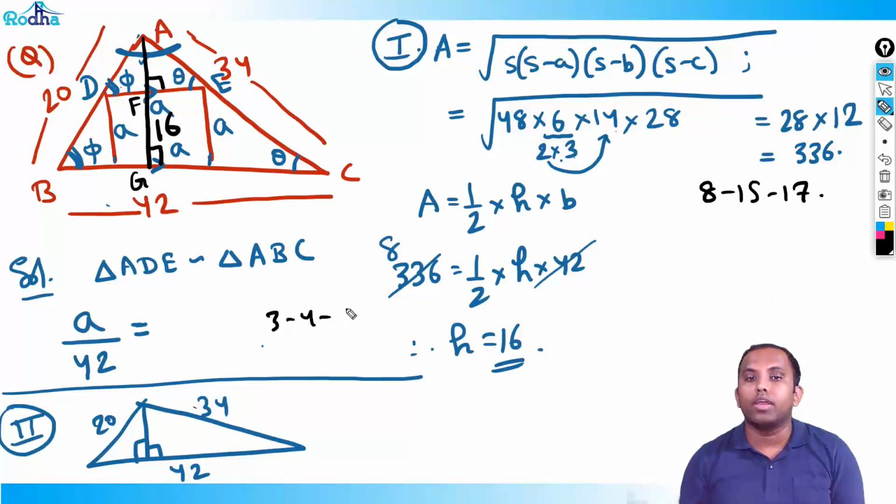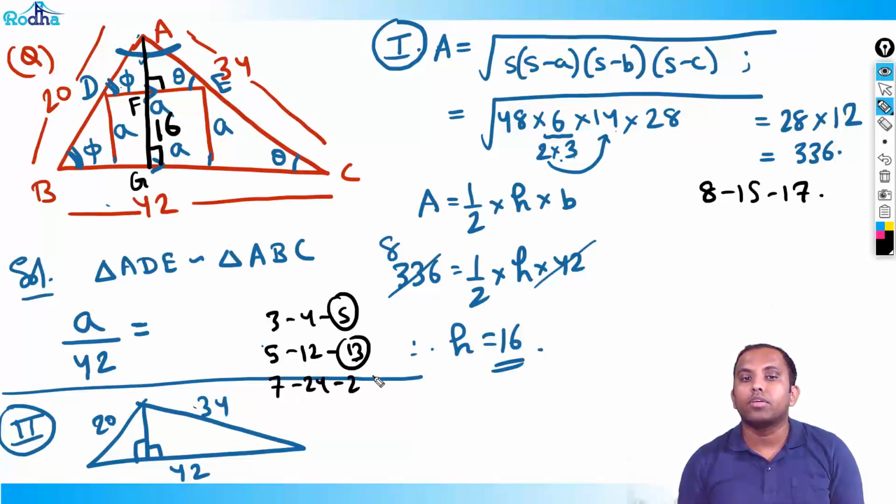Look at all the hypotenuses here. 3, 4, 5: 5 is the hypotenuse, and 34 is not a multiple of 5. 5, 12, 13: 13 is the hypotenuse, and 34 is not a multiple of 13. Similarly, 7, 24, 25: 25 is the hypotenuse, and 34 is not a multiple of 25. Then 8, 15, 17. Now, 34 is a multiple of 17.